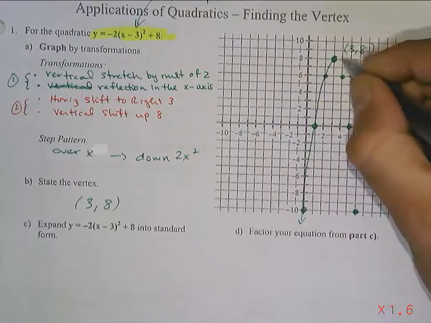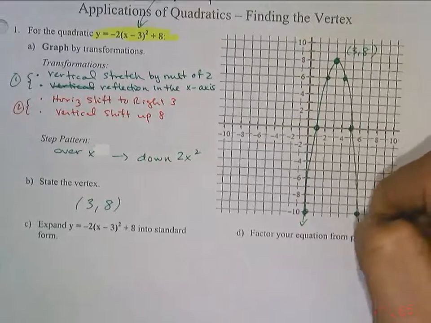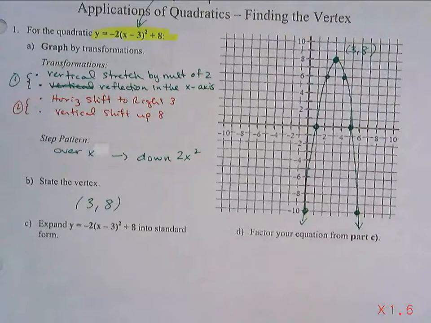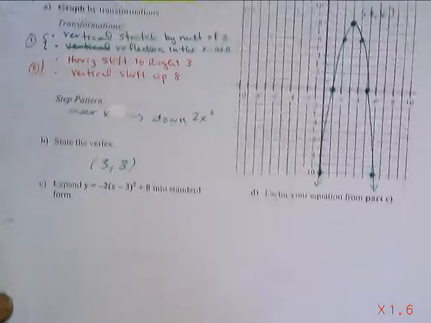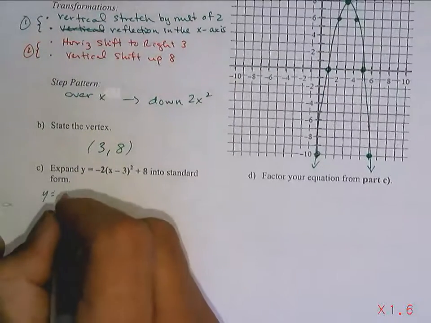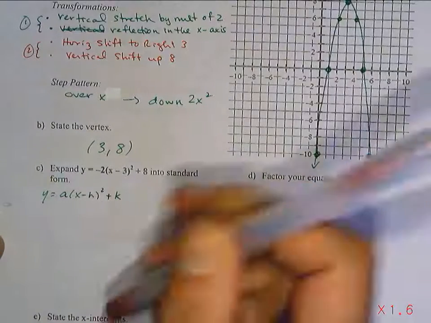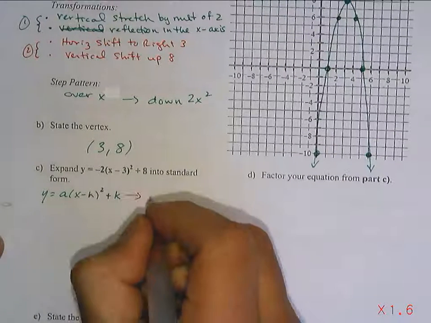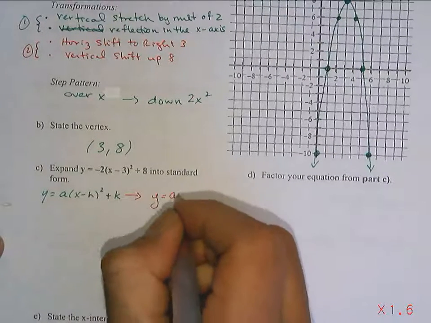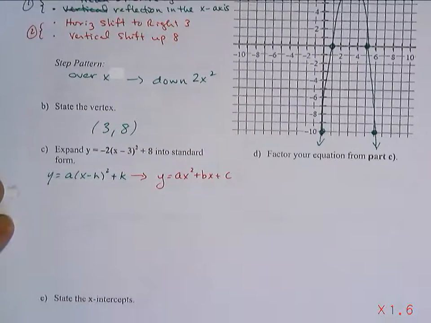Now, if you're taking 3.5 hours to graph this, that's a bad idea. So we got to be able to do this fairly quickly. Okay, so cool. Expand it into standard form. So this is vertex form, which is this. And they're asking us to change that into this. And that's kind of cool. We need to do some algebra here.